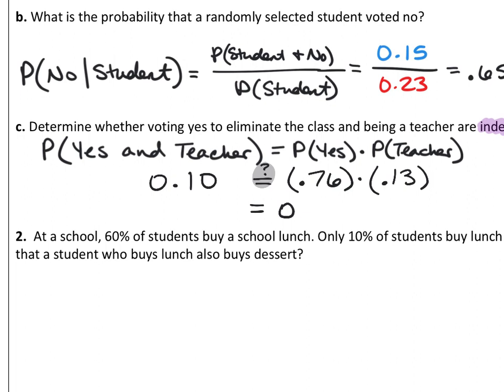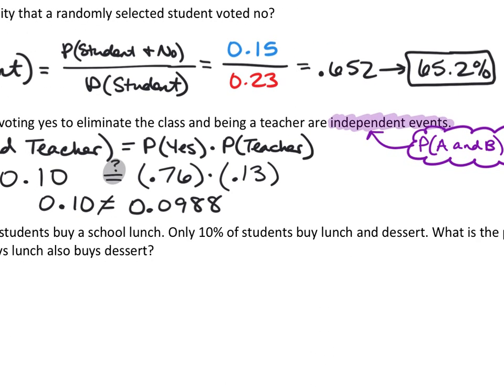Okay, so my question for you, I forgot one of my zeros, 0.0988. Are these two numbers the same? Don't make it weird. Are they the same? Really, y'all? They look exactly the same. No. Thank you. These are not the same. So if they are not equal, they are not independent events. Instead, we would call them a dependent event.